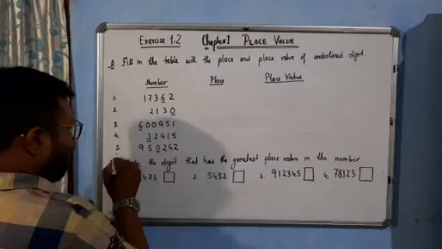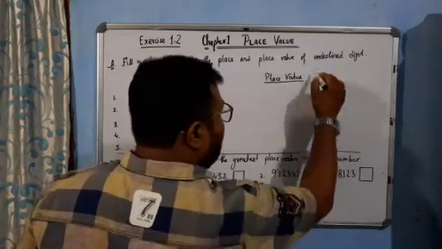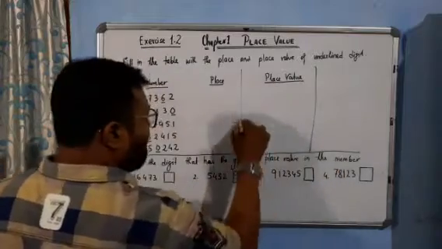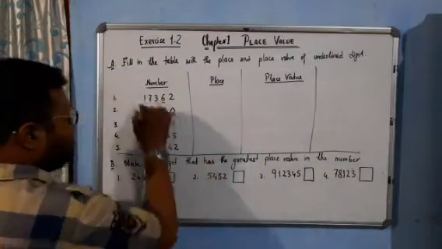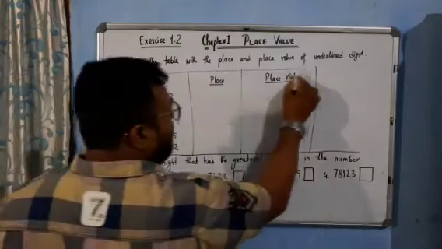This is the table. I have not drawn the table. This will be our table, okay? Like this. This is our table. The serial number, okay? This is the table.